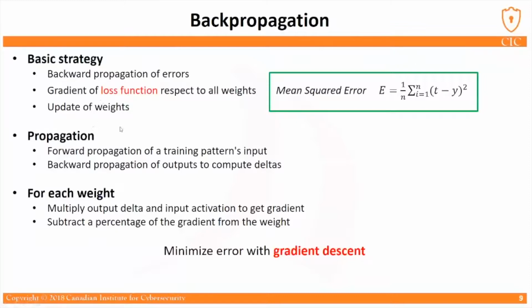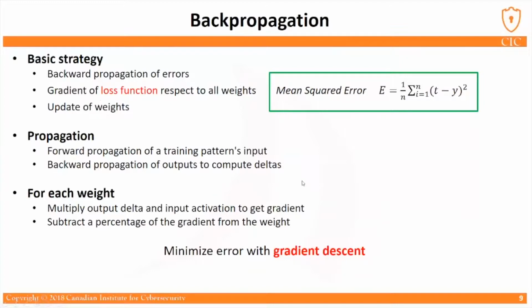The basic strategy of the backpropagation algorithm is that it backpropagates the errors, and it uses gradient descent to update all of the weights and optimize a loss function. For example, mean squared error is a type of loss function. We can define more sophisticated loss functions, and then update the weights based on the gradient values of the weights.